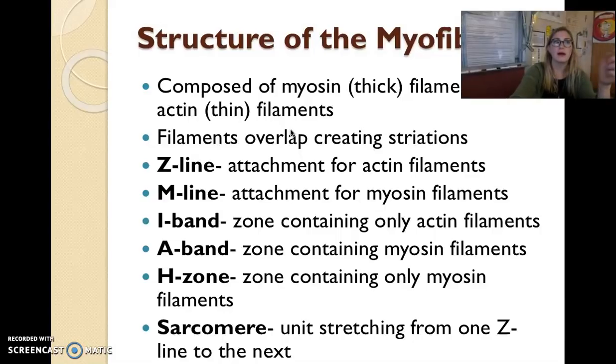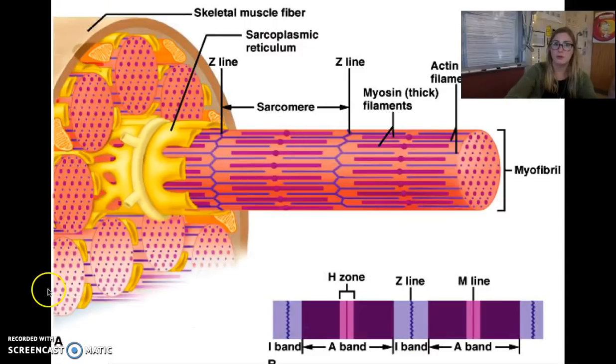So we talk about how atoms are the basic unit of matter in chemistry. We talk about how a cell is the basic unit of life. The sarcomere is the basic unit for muscles. So the sarcomere goes from one Z line to another Z line. This is the most important stretch because the Z lines are what do the contracting within your muscle.